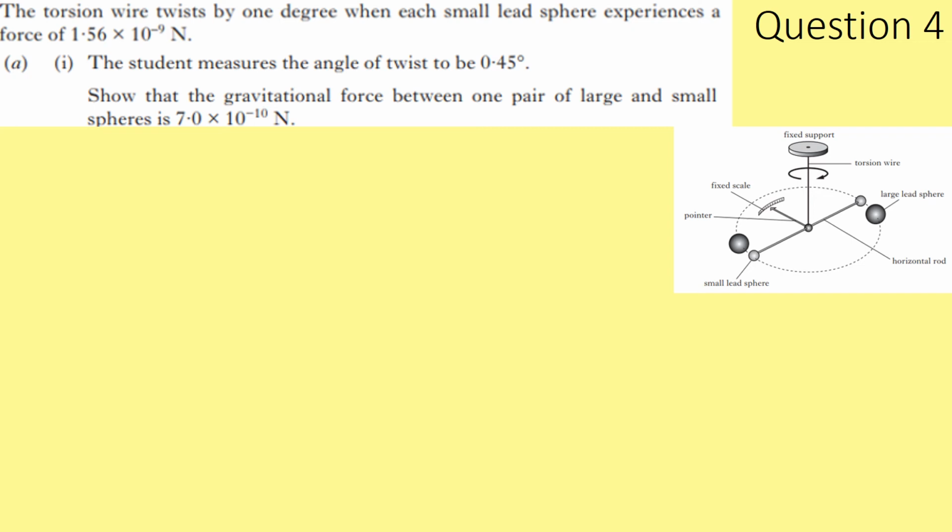In A, Part 1, we're told that the student measures an angle of twist to be 0.45 degrees, and we're asked to show that the gravitational force between one pair of large and small spheres is 7.0 times 10 to the negative 10 newtons. So if 1 degree twist, we have a force of 1.56 times 10 to the negative 9 newtons. For a 0.45 degree twist, we have 0.45 multiplied by 1.56 times 10 to the negative 9, which gives us a value of 7.0 times 10 to the negative 10 newtons as required.